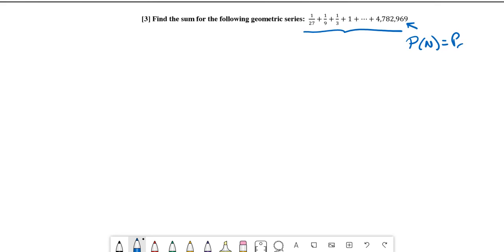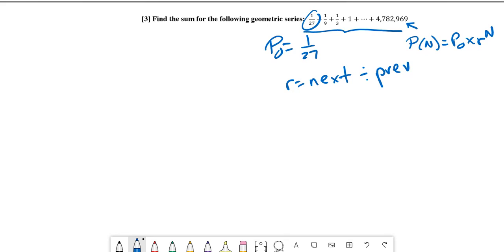P sub n equals P0 times R to the nth. Well, we already know the P0. And to find the R value, we said that R is equal to the next term divided by the previous term. So R is equal to 1/9 divided by 1 over 27. When you divide by a fraction, it is the same as multiplying by its reciprocal.